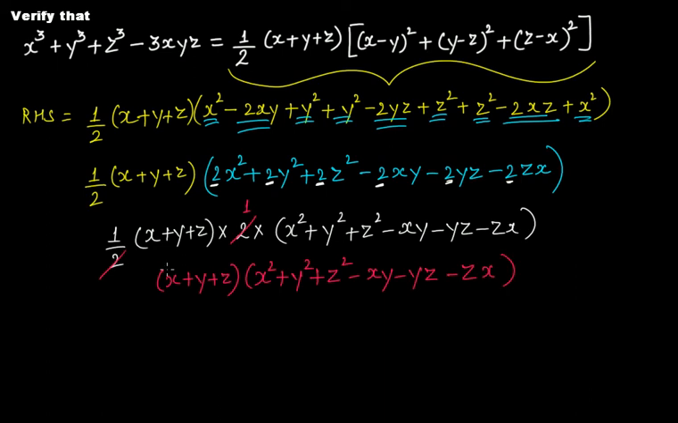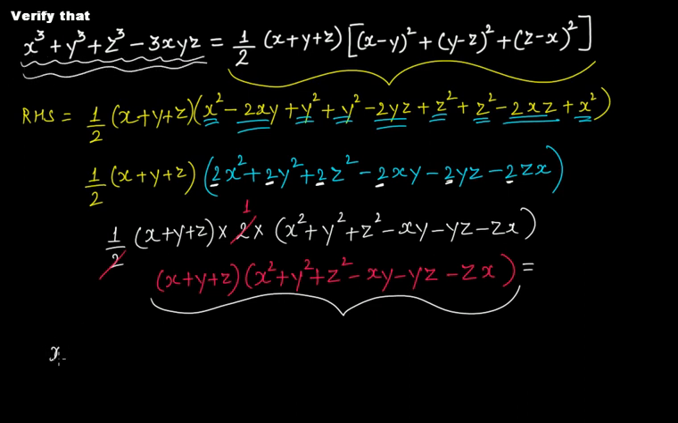Okay, you could apply the distributive property of multiplication over addition, but we actually know the identity that (x plus y plus z) multiplied by (x squared plus y squared plus z squared minus xy minus yz minus zx) is equal to x cubed plus y cubed plus z cubed minus 3xyz. This is the identity that we have learned. So the right-hand side of this one is actually equal to this one, because we know this identity. So hence, yes, this is correct. This side LHS is equal to right-hand side.